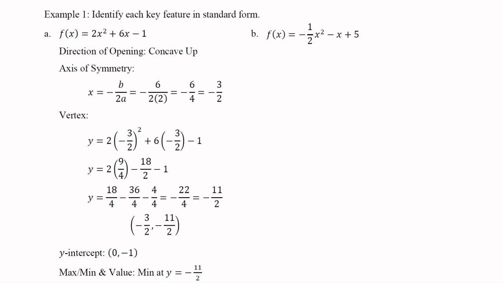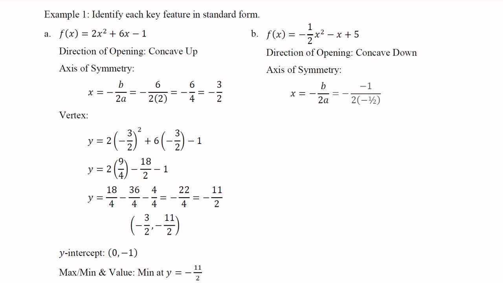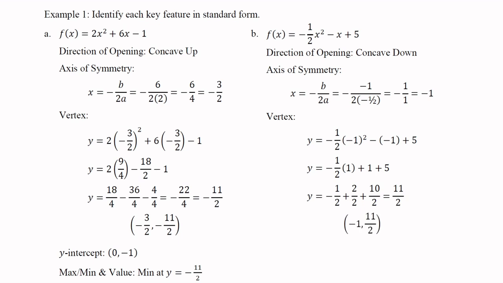For this example, let's get the direction of the opening. That would be concave down because it is negative in that leading coefficient. The axis of symmetry, take your b and your a values, plug them in, and simplify down to negative 1. Then use that negative 1 in your function to find the y that goes with it, which would be 11 halves. So now we have (negative 1, 11 halves) is our vertex. The y-intercept is (0, 5), because 5 is your c value. And we have a maximum, since we are concave down, and it is at the y value of 11 halves.